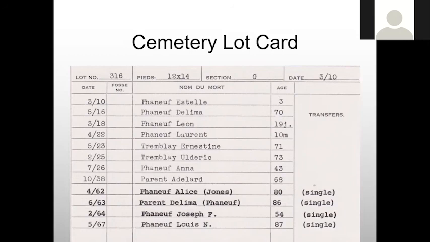So writing to a cemetery office to find out all the people that might be buried in the cemetery is extremely helpful. Here again, we have the ages of each of the people, but we see different names, and we then have to puzzle out the relationship of each one of these people. But it's a valuable clue.